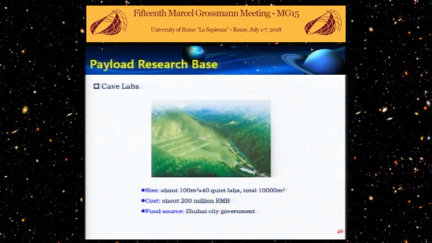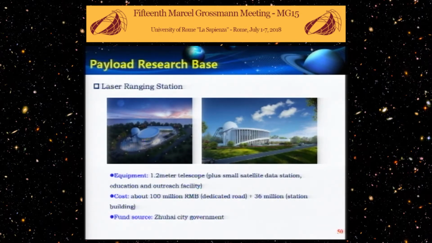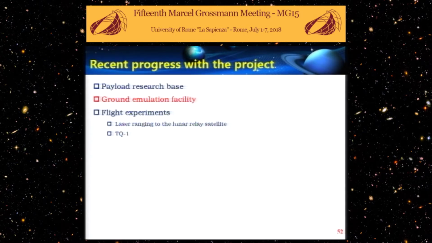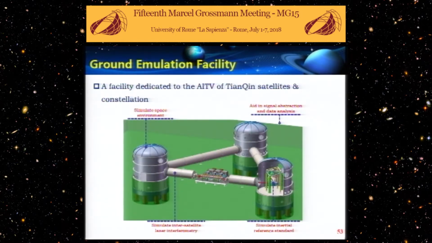And this is the picture. This is a cave laboratory, and this is the range station. And this is our campus. This is under construction. You see everywhere are construction sites. Then near the South China here, is our TianQin research building. This is a cave laboratory, and here is the laser range station. And also the ground emulation facility, which will be constructed on our Shenzhen campus.